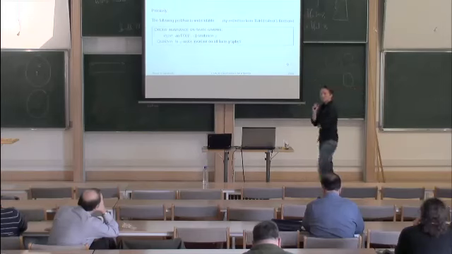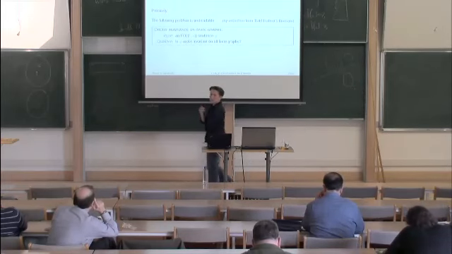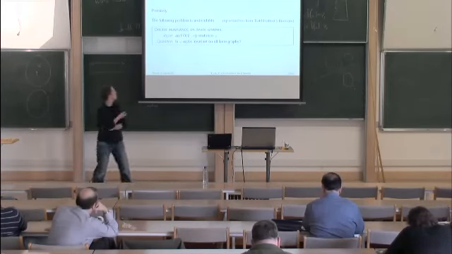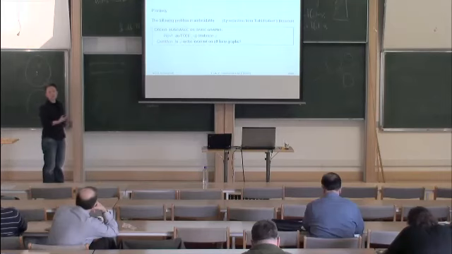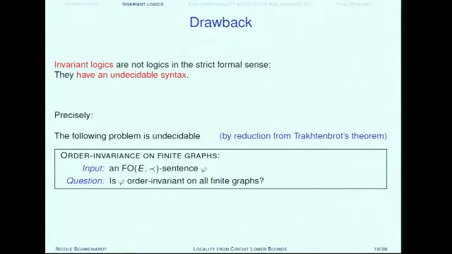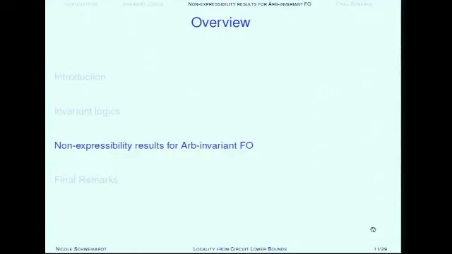Okay, and I already mentioned this drawback. The syntax of invariant logics is not decidable, so we can't use it as a logic in the strict formal sense. But we can use it as a means of defining queries and leave it to the user to make sure that the formulas he writes down are invariant, which is the same as we do for algorithms. When we look at an algorithm that should compute a graph property, we also trust the programmer that his algorithm really does compute a graph property and doesn't depend on the particular representation of the graph.